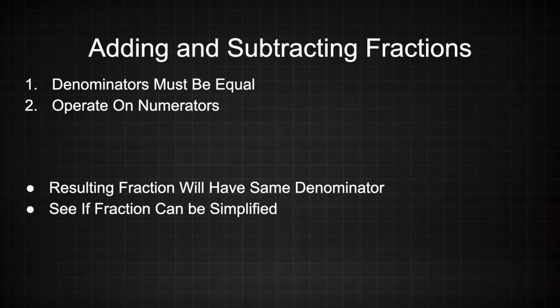Now, what happens when the denominators are not the same? What we'll need to do is to multiply the denominator by a number that'll make it equal to the denominator of the other. Then we can apply the operation to the numerators.